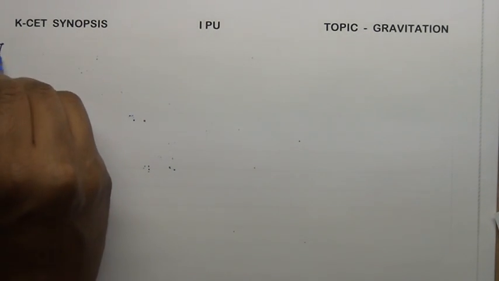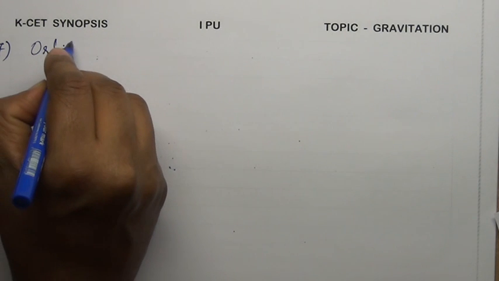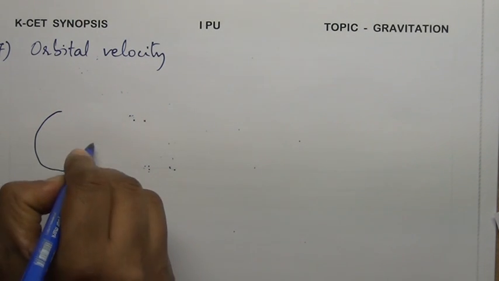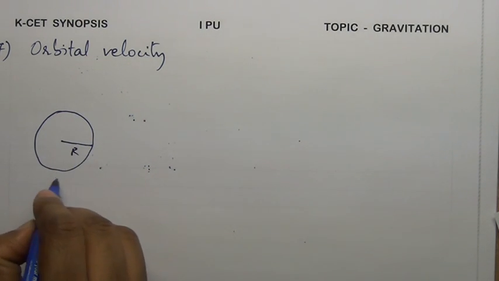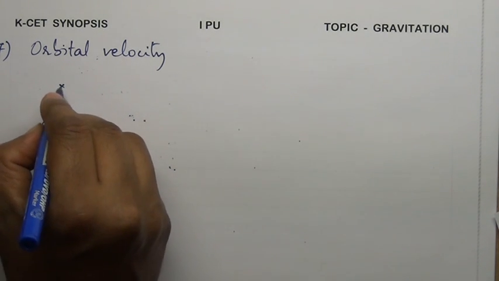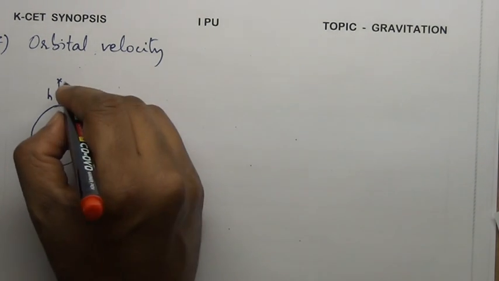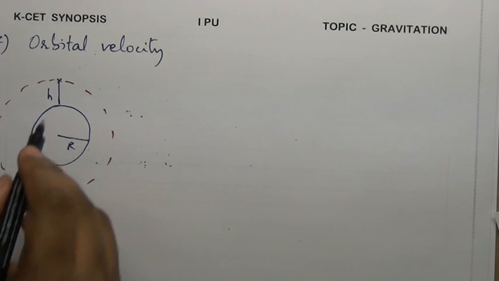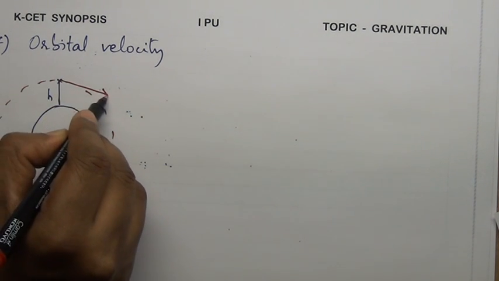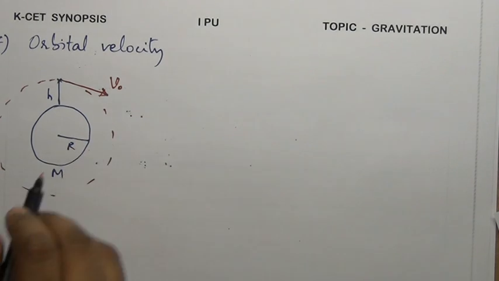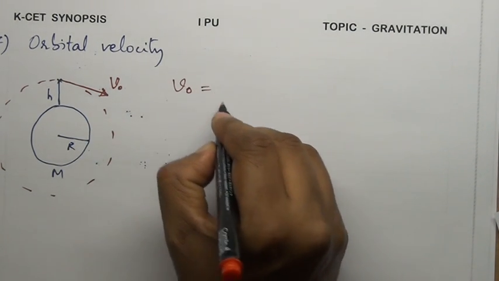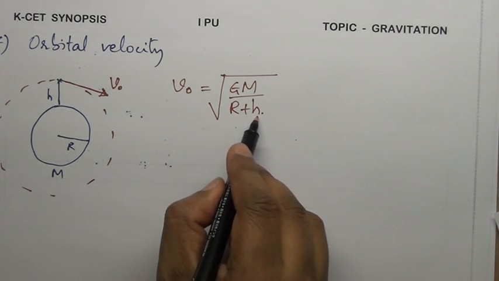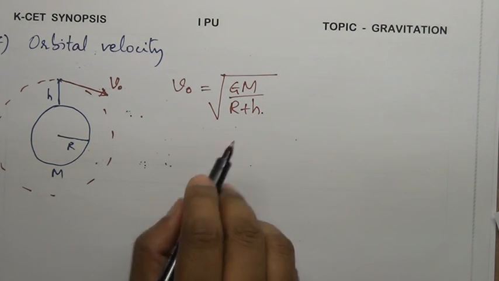Next, seventh, orbital velocity of a satellite. If this is the Earth, mean radius of the Earth, mass of the Earth, this is some satellite at a height h, then this satellite is revolving around the Earth with uniform velocity. This is the velocity vector, this is orbital velocity, and expression for orbital velocity is root of GM by r plus h. So orbital velocity depends on height.